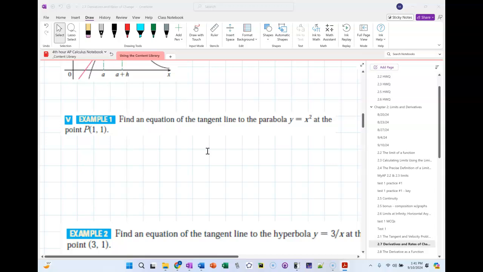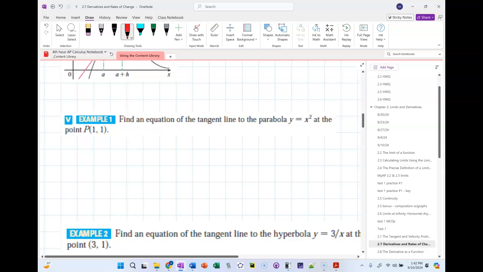Okay, so let's do some practice now. Example 1 says, find the equation of the tangent line to the parabola y equals x squared at the point P(1, 1).